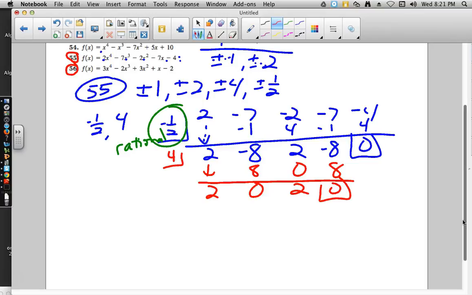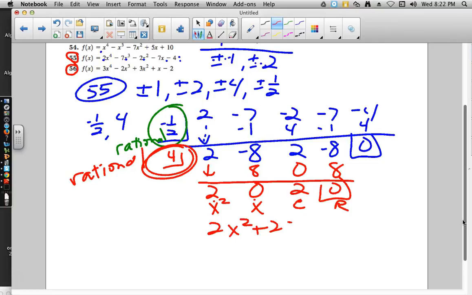And yes, we see that 4 is also a rational 0. So now our job is to figure out what are those last 2 zeros. So this is remainder, constant, x squared. Let me write that down this time. And our remainder again was 0. So this is 2x squared plus 2 equals 0.